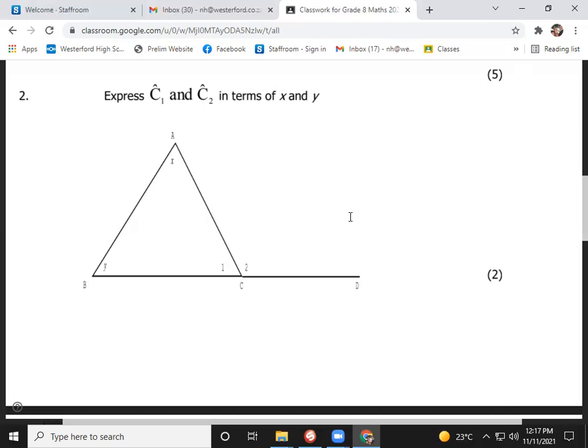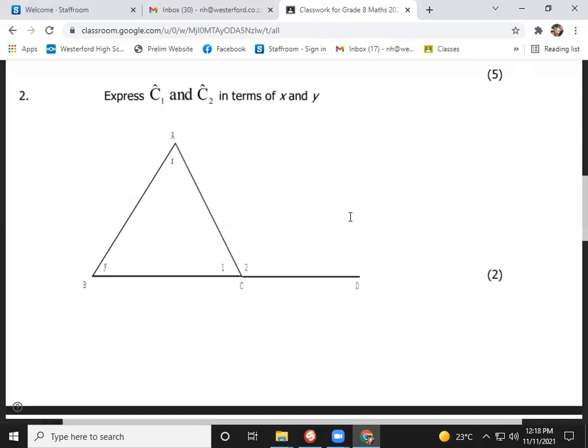C1, good, is 180 minus X minus Y, sum of angles in a triangle. I can't get any more specific than that because I don't know what X is, I don't know what Y is, so that's the final answer. Okay, so let's not get put off by that, guys. They're saying in terms of X and Y, you're supposed to have an X and a Y in your answer. That's what they're asking. What about C2?